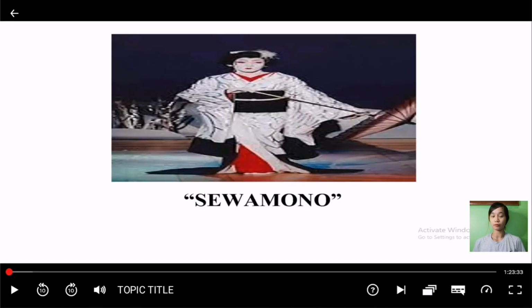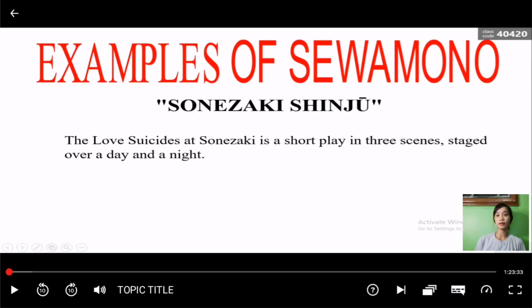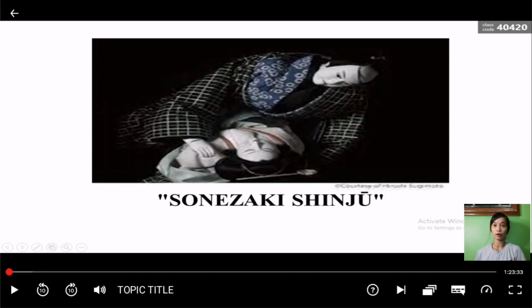This is the Sewamono. The next one is an example of Sewamono: Sonezaki Shinju. The Love Suicide at Sonezaki is a short play in three scenes, staged over a day and a night. The two central characters are a young orphan merchant clerk named Tokubei, whose firm deals in soy, and the courtesan with whom he is in love, Ohatsu. This is the picture of Sonezaki Shinju.